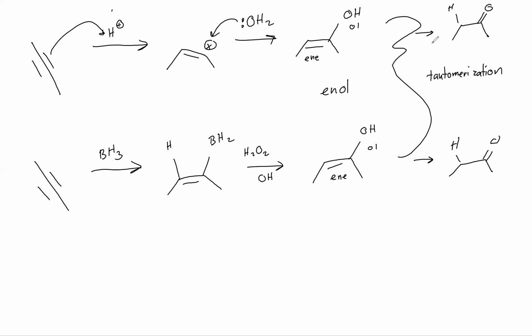And overall, this product here with the carbon double bonded to the oxygen is more stable than the enol product because the oxygen prefers to have that electron density around it, whereas carbon does not. So overall, this form here with the double bonded carbon to oxygen will be more stable. Okay? Does that make sense?